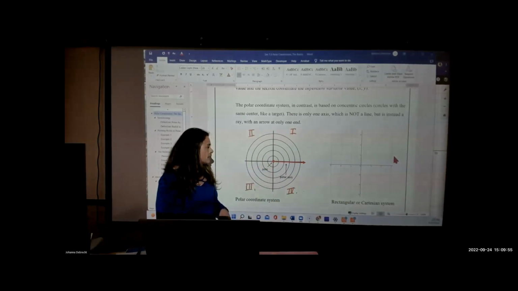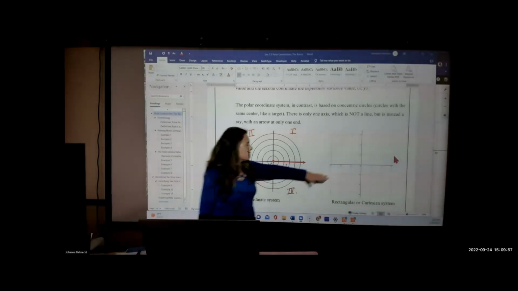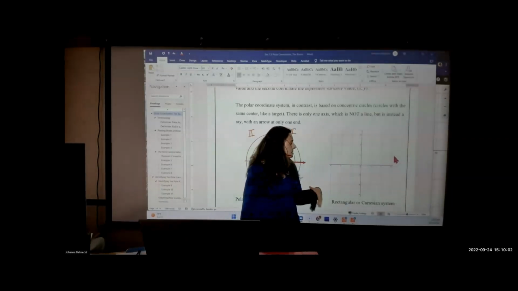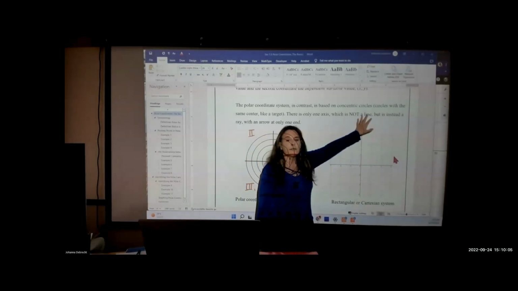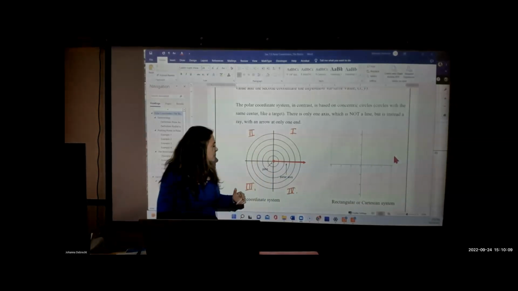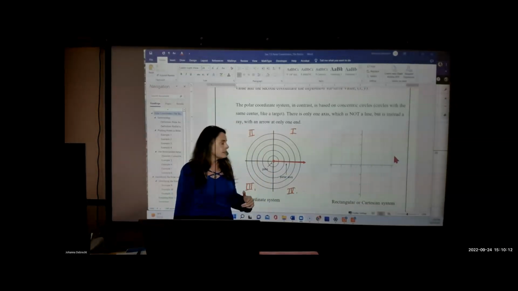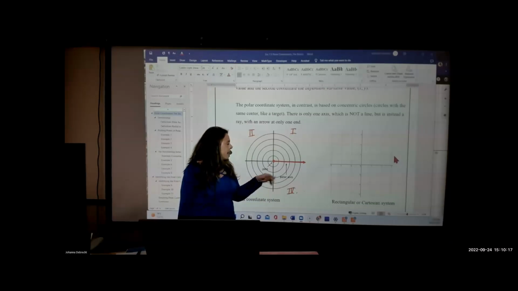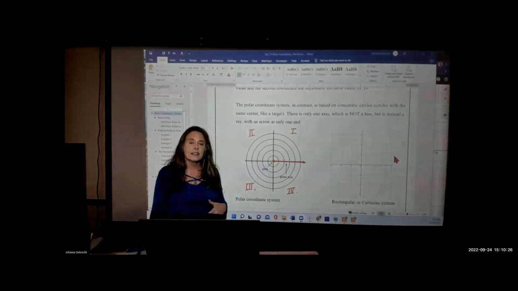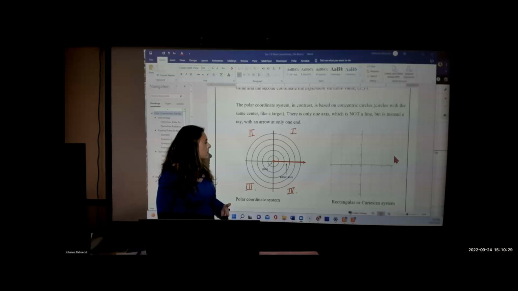Unlike the rectangular system, which has a line extending from left to right as the x-axis, and a line extending from the bottom to the top, which we call the y-axis, the polar coordinate system only has one axis. It is called the polar axis, and it is not a line. It's in fact a ray. So it has a ball at one end, starting here at the pole, and extending to the right along what would be the positive x-axis if we superimposed one on top of the other.